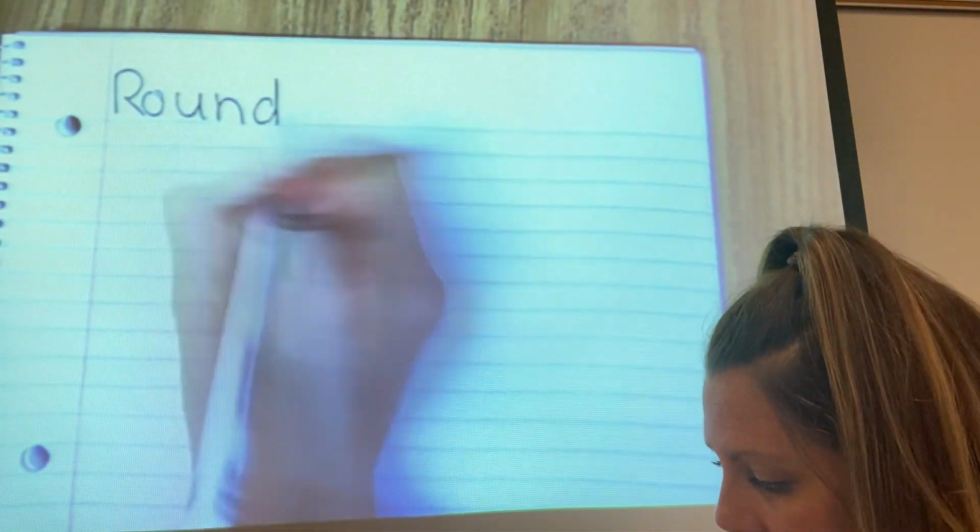Hi again. So we just talked about rounding to the nearest 10. Now I'm going to teach you how to round to the nearest 100.